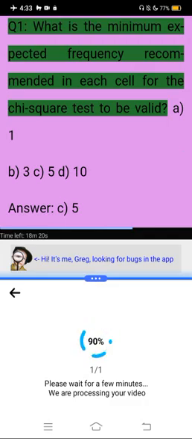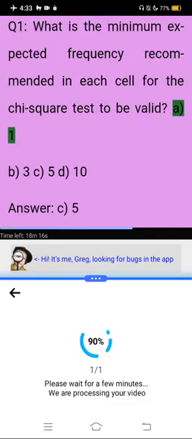Practice MCQs. Q1. What is the minimum expected frequency recommended in each cell for the chi-square test to be valid? A. 1, B. 3, C. 5, D. 10. Answer. C. 5.